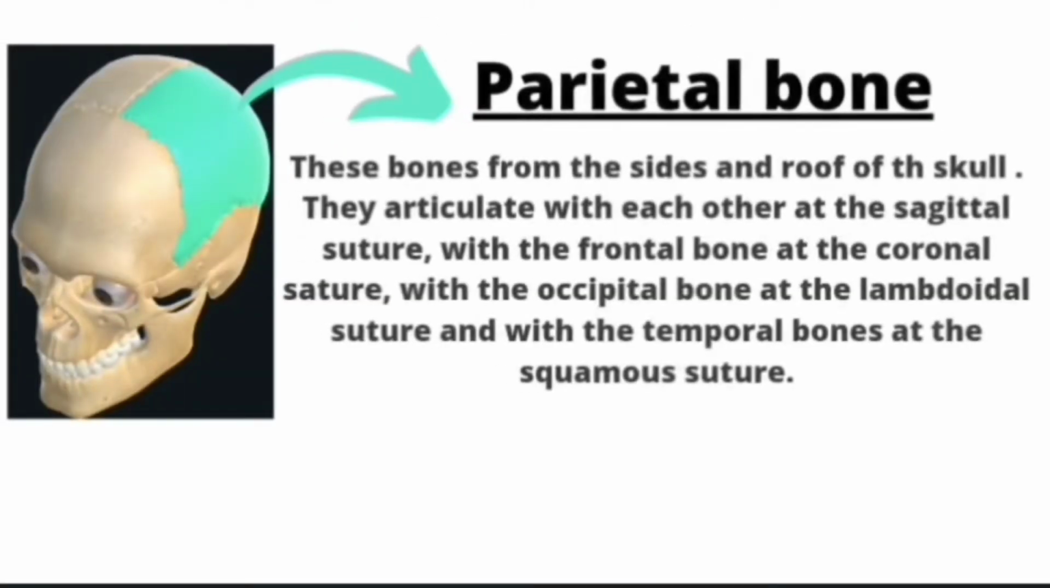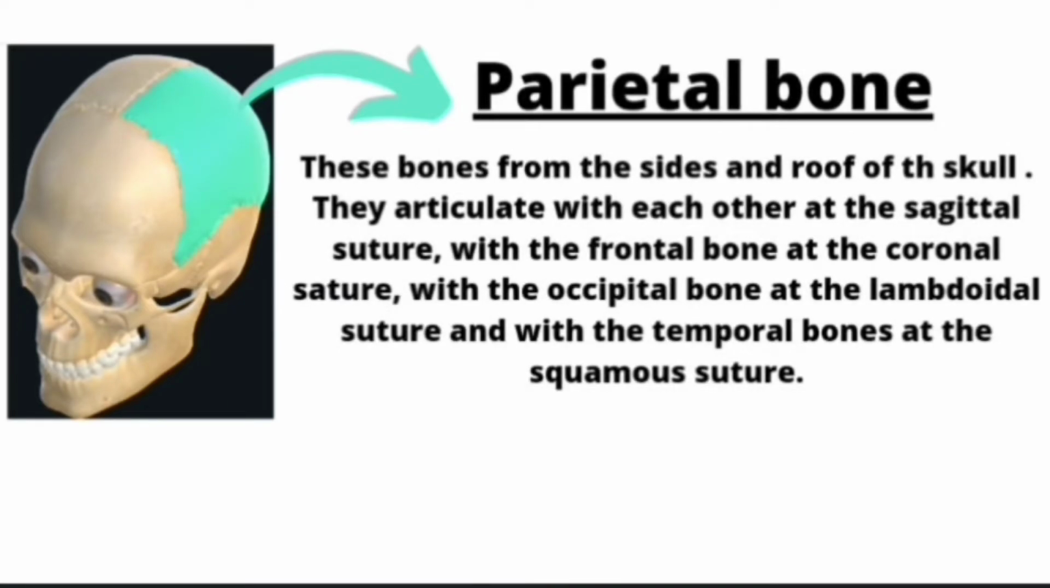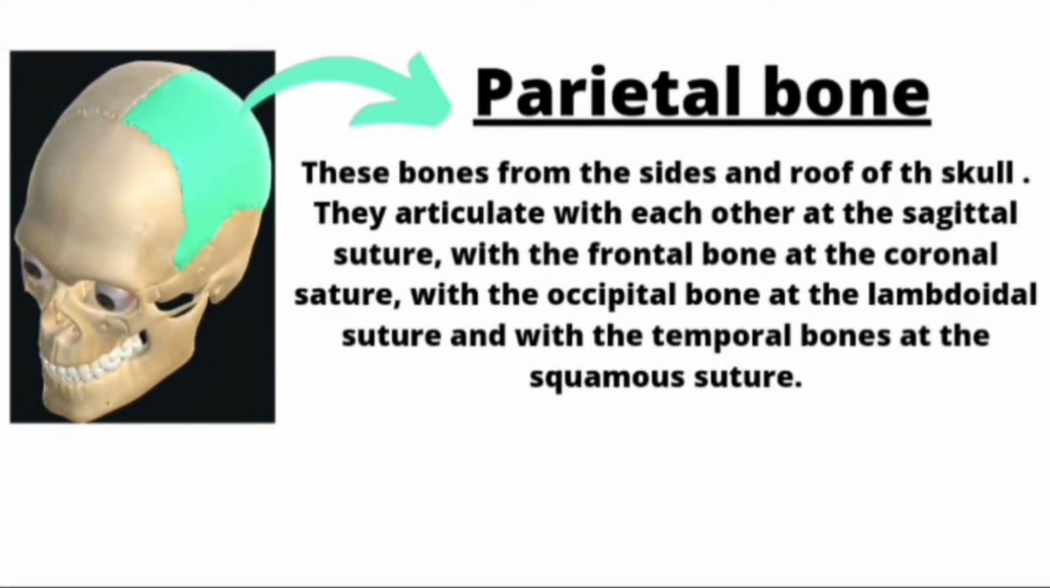Here are the parietal bones. These bones form the sides and roof of the skull. They articulate with each other at the sagittal suture, with the frontal bone at the coronal suture, with the occipital bone at the lambdoidal suture, and with the temporal bones at the squamous sutures. The inner surface is concave and is grooved to accommodate the brain and the blood vessels. This is about the parietal bone.